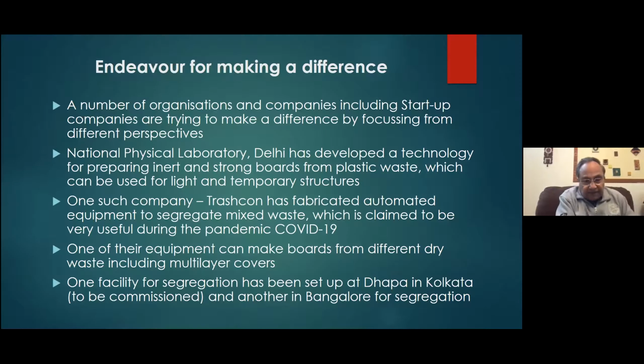Now, one facility for segregation has been set up at the Dhapa in Kolkata, but it is yet to be commissioned. It has been set up, but it is to be commissioned. And another has been commissioned in Bangalore for segregation. In Dhapa, they have segregation as well as the board from the mixed plastic waste and the Tetra packs, multi-layer plastics, and so on. Next, please.